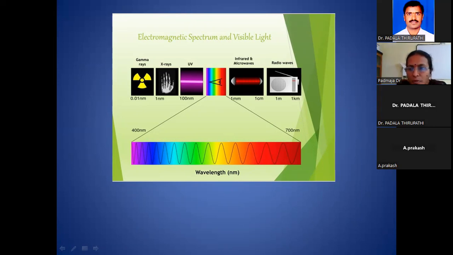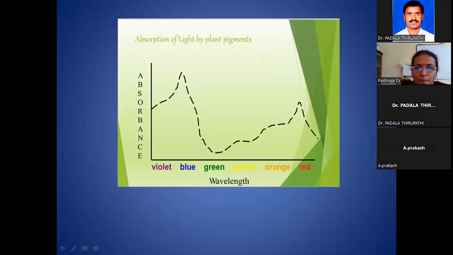This light is not suitable for the plants to prepare the food materials. Even ultraviolet rays affect or damage the plant cells, and so these are filtered by the ozone layer. Beyond 700 nanometers, they are infrared rays or radio waves. The wavelength of 400 to 760 nanometers is the visible light. This visible light is the only light helpful for the plants to undergo photosynthesis.